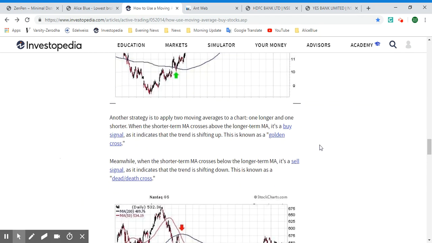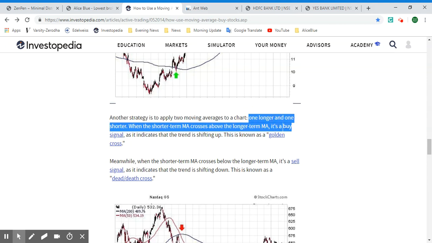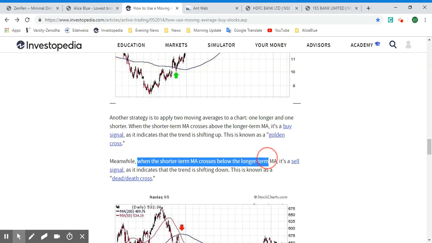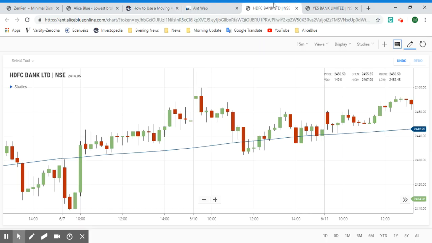Next, let's look at the next strategy. So another strategy is to apply two moving averages to a chart, one longer and one shorter. When the shorter moving average crosses above the longer moving average, it's a buy signal, as it indicates that the trend is shifting up, and this is known as the golden cross. When the shorter term moving average crosses below the long term moving average, it's a sell signal, and this is called the death cross.